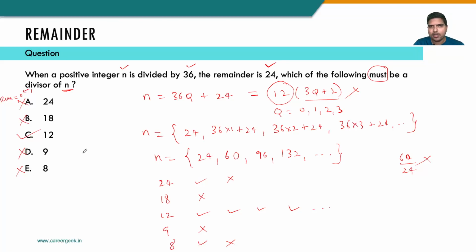So there are two ways: write the possible values and check the answers, or find it out from here. Once you get this, you know that 12 is the answer, because there's only one option which is correct. Others may or may not be true, but 12 is definitely true, must be true. So two ways of solving this question.